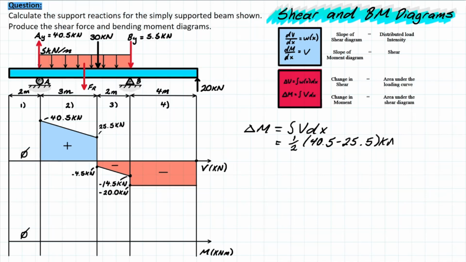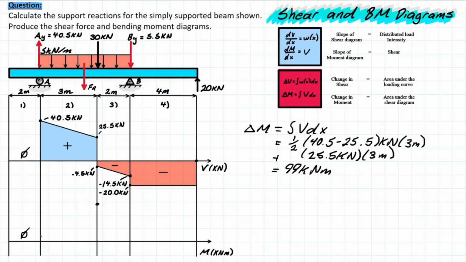It's going to be in kilonewtons. Then over a distance of what? 3 meters for that segment. And we are also adding for that rectangular segment as well. So there's no coefficient here. It's going to be just 25.5 kilonewtons, times 3 meters as well. And that value is going to be 99 kilonewton meter. That's going to be plotted somewhere around here.